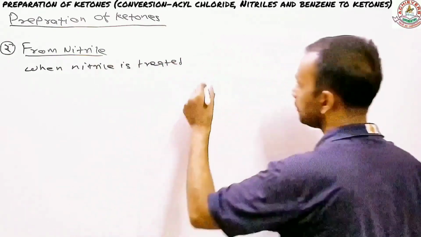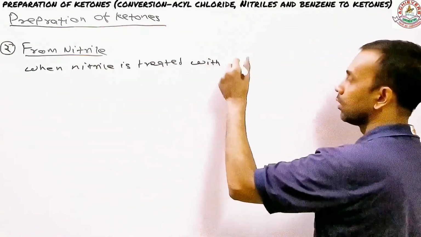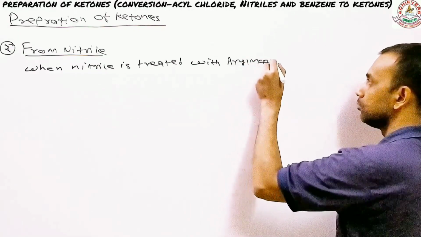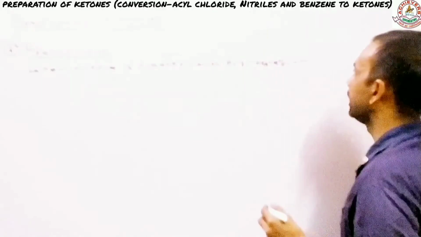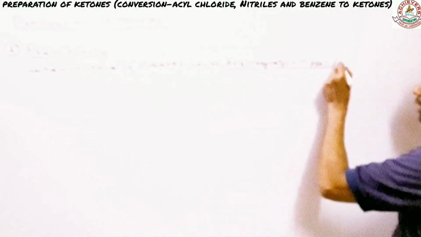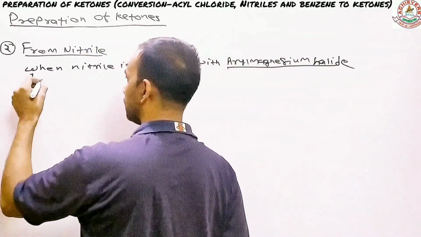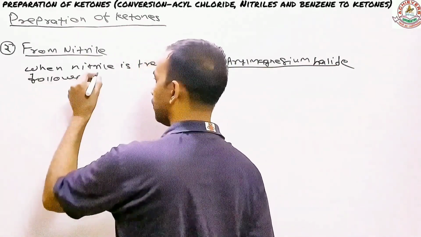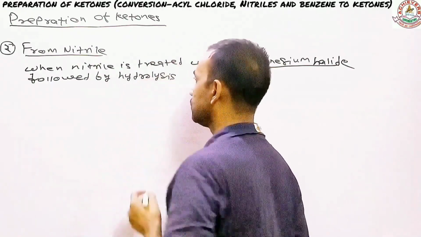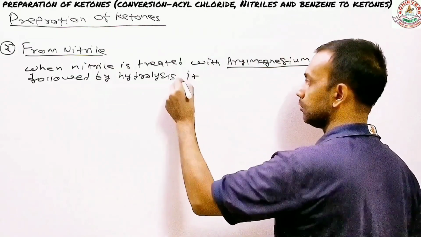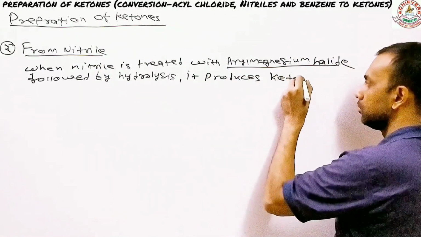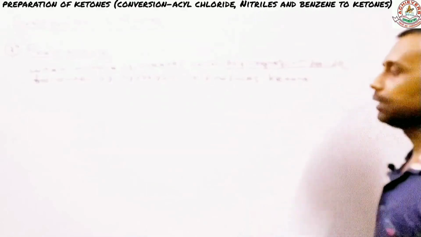with aryl magnesium halide, in case you do not know, this is also a Grignard reagent, followed by hydrolysis, it produces ketone. Right? Okay. Now I have given you the idea of what I'm going to use.